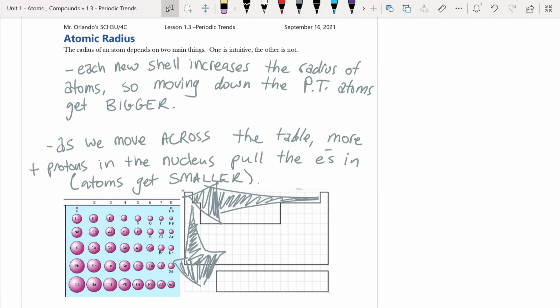Now, what determines if I'm going to say, I don't even want electrons? Or if I say, I'm so hungry for electrons, I'm taking them. Or if I say, I'm hungry for electrons, but let's share. What makes that difference? Well, let's look at our periodic table.